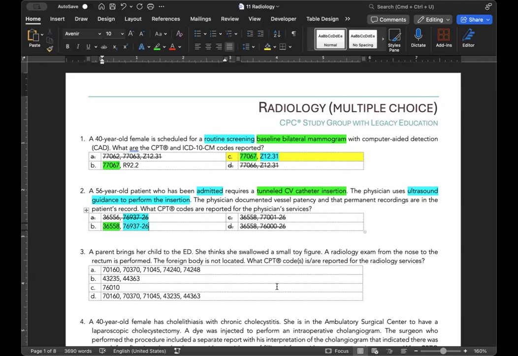And if you get those confused a little bit too, on page 304, it shows you some examples of tunneled versus non-tunneled. So sometimes those illustrations will help make your brain remember that too.